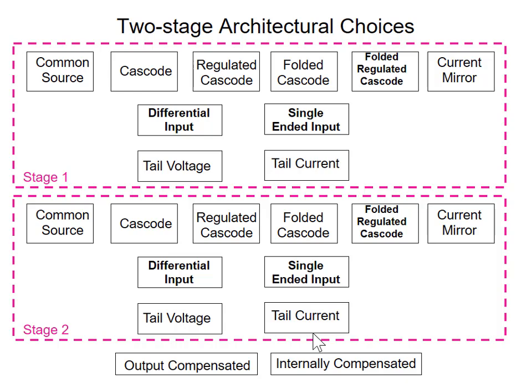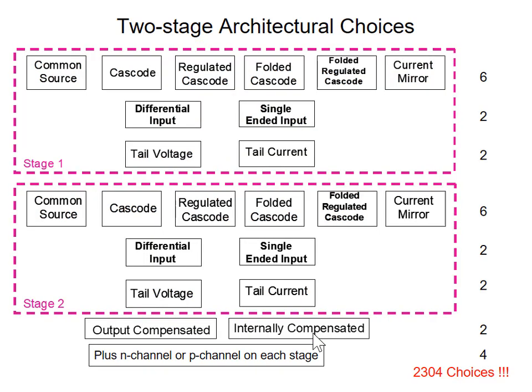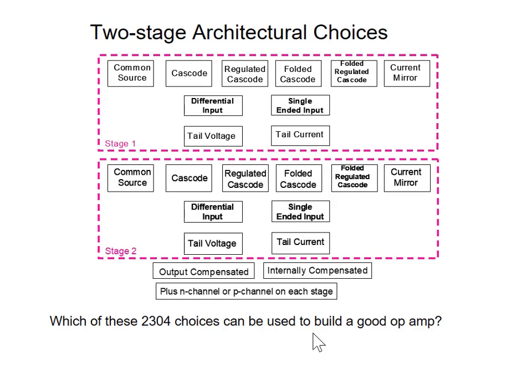Oh, and I have a choice of having P-channel or N-channel inputs on the first stage. And I have a choice of P-channel or N-channel inputs on the second stage. So the question, this defines 2,304 different architectures. That's more than the textbook. Which of these 2,304 choices can be used to build a good op-amp?